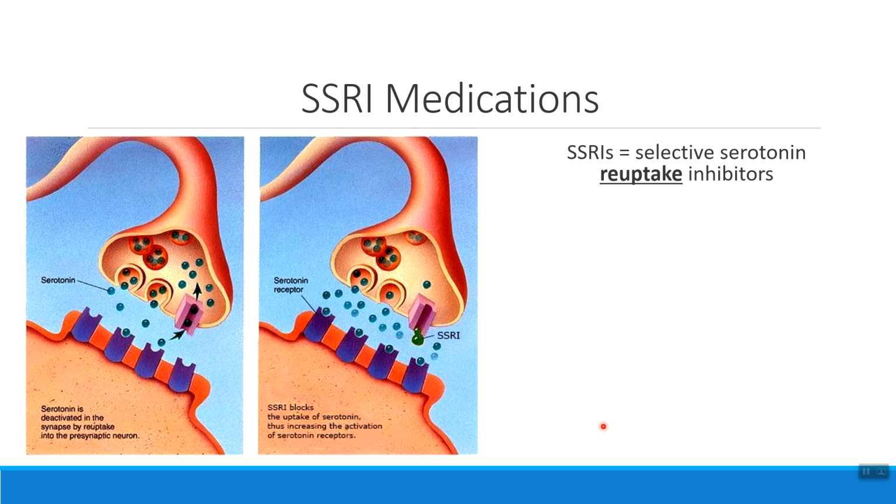There are medications that change the way that neurotransmitters behave between two neurons. There's a type of medication called an SSRI, and this is a medication type used to treat depression. SSRIs are selective serotonin reuptake inhibitors. Its name tells me what it does. It selectively inhibits the reuptake of serotonin.